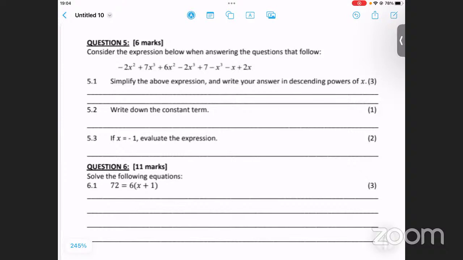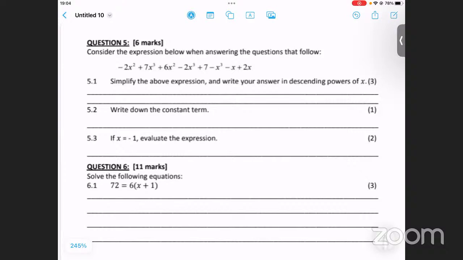Negative 2x squared plus 7x cubed plus 6x squared minus 2x cubed plus 7 plus 7 minus x cubed and minus x plus 2x. Now the first question says, simplify the above expression and write your answer in descending powers of x.